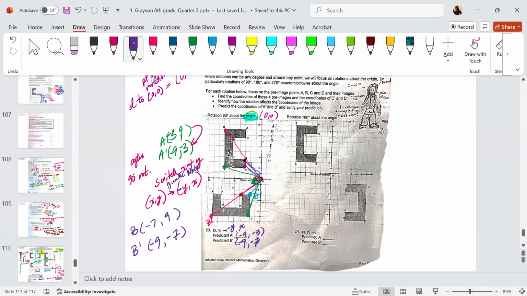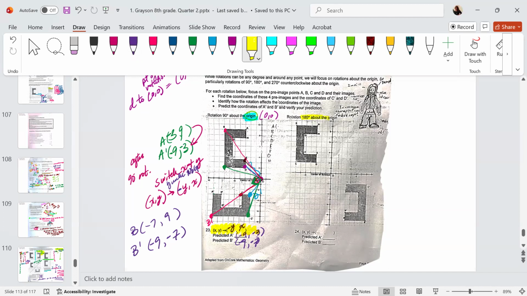Do you see how that works? Now check, is B prime at -9, -7? Yes. Good. If you have that formula, are you able to use that formula for any of the points without actually drawing it? You need to memorize that. 90-degree rotation, switch the X and Y, put a negative on the Y. Do you see that? Okay.